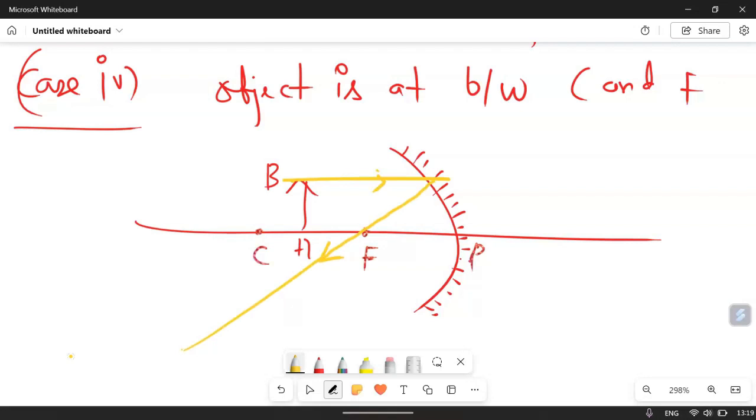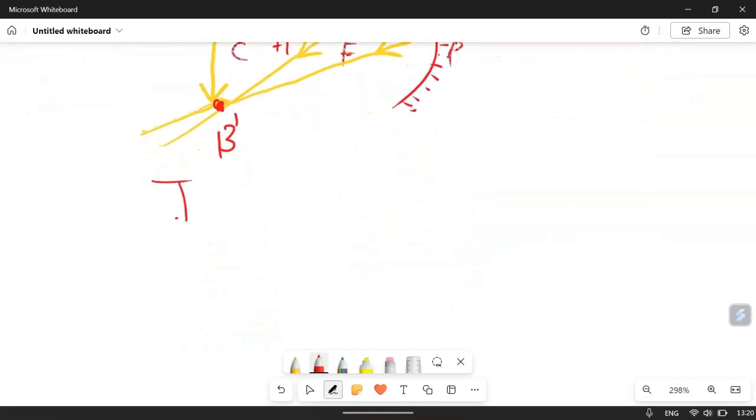The second light ray, you can again send it from the pole, and it will pass through what? It will pass through like that. So they are meeting here, so the image will form like that. This is your image A dash B dash. Okay, so they are meeting beyond C. Now we can write down image is formed beyond C.